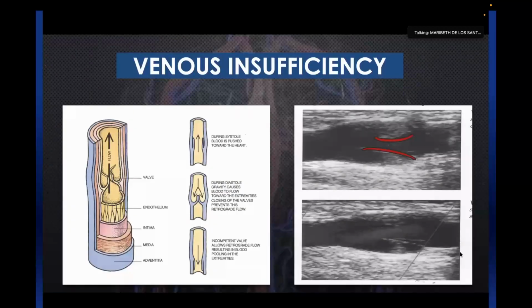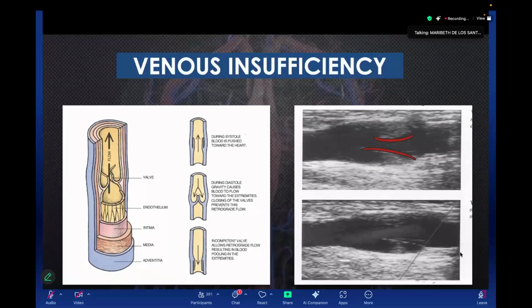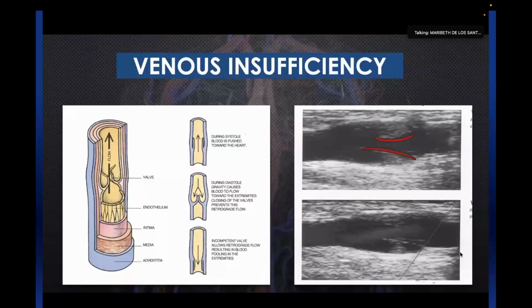Note that if there's no coaptation of the vein valves, chances are blood that should go up to the heart will now go back to the lower extremity. And with pooling of blood in the lower extremity, you have an increase in intravascular hydrostatic pressure. And then there will be extravasation of that into the interstitial space, producing pedal edema. Okay?